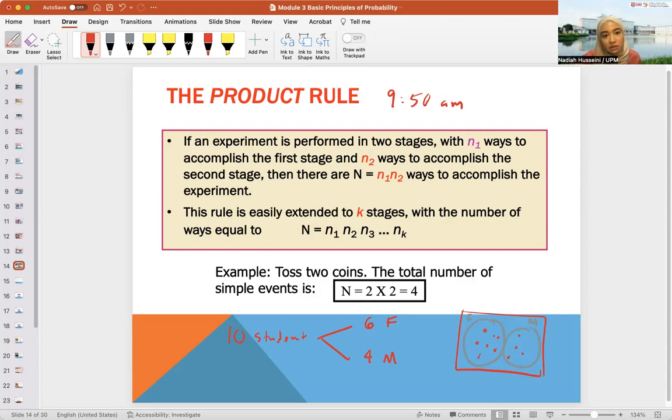Your data is either defective or non-defective. Your data is either female or male. They cannot overlap. Why is defective versus non-defective mutually exclusive? Because you cannot have a product that is both defective and non-defective at the same time, right? If it's defective, it is defective. If it's non-defective, then you can sell it. It can't be both. Correct?